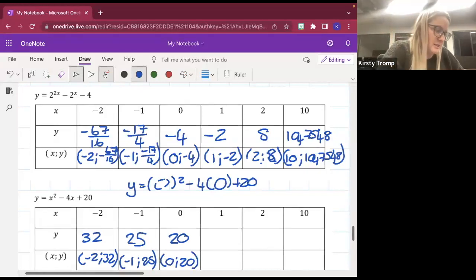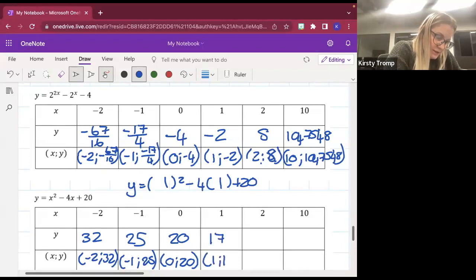Great. My next one, instead of seeing 0, I'm going to have a 1. So substitute in your 1 for me. What do you get when you substitute in your 1? Good. You get 17. So I get 1 is to 17. Heading towards the end now. We've got 2.